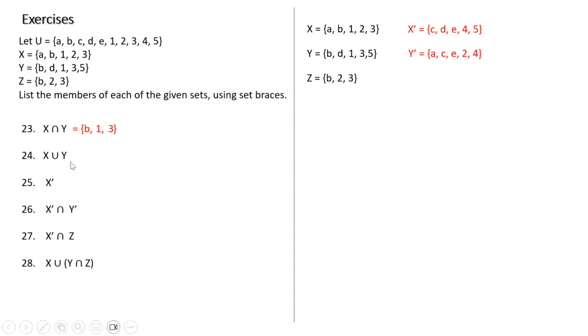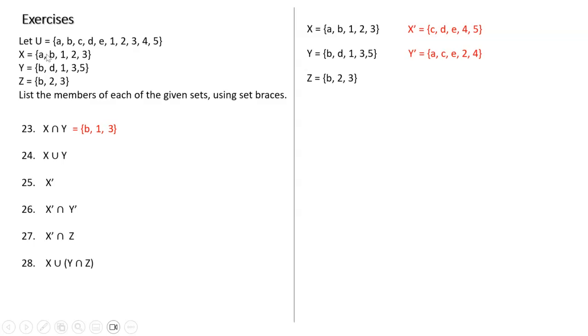24. X or Y, or X union Y. Remember this one, guys? The union. The union is you're going to write them all down, but you don't repeat them. Okay, again, you're going to write them all down, but you don't repeat them.